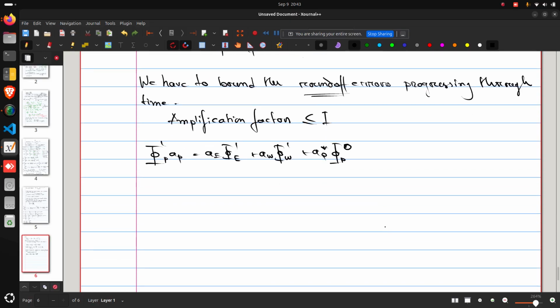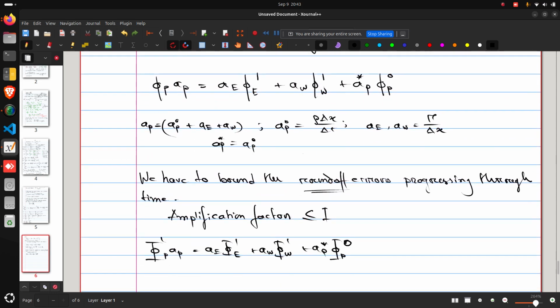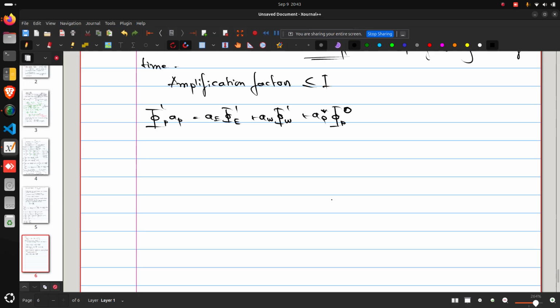Okay. Now we subtract these two equations, right? If we subtract these two equations, we will be only left with the errors. So let's define it like this: phi p minus capital phi is nothing but the error. So we have error p a p is nothing but error east a east plus error west a west plus error p naught a p star. Okay.